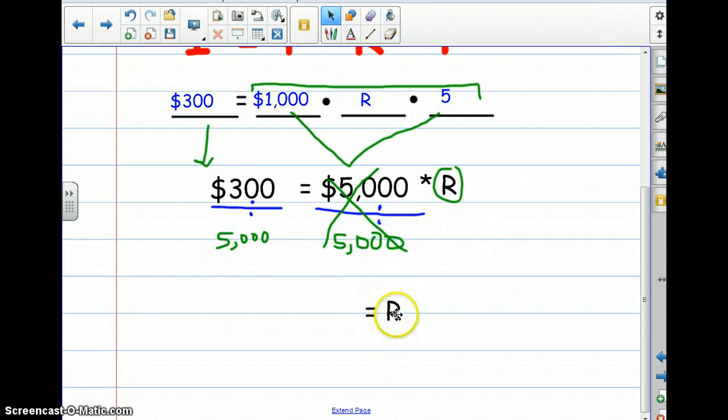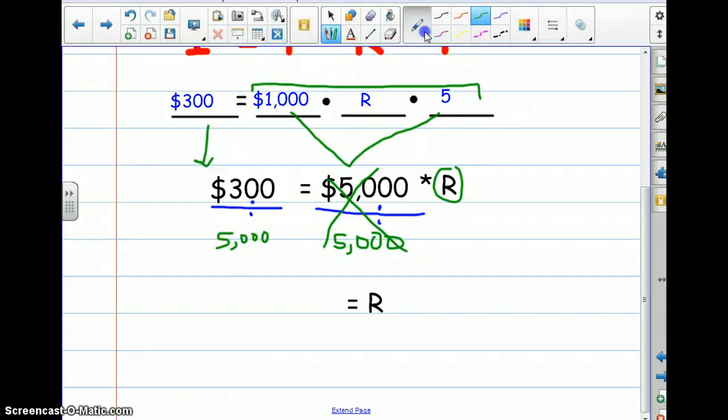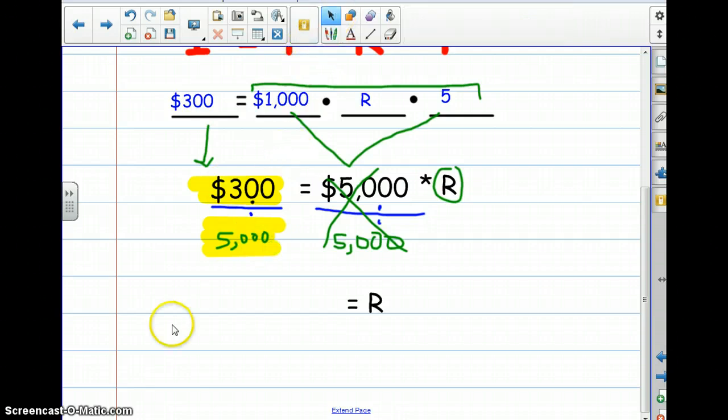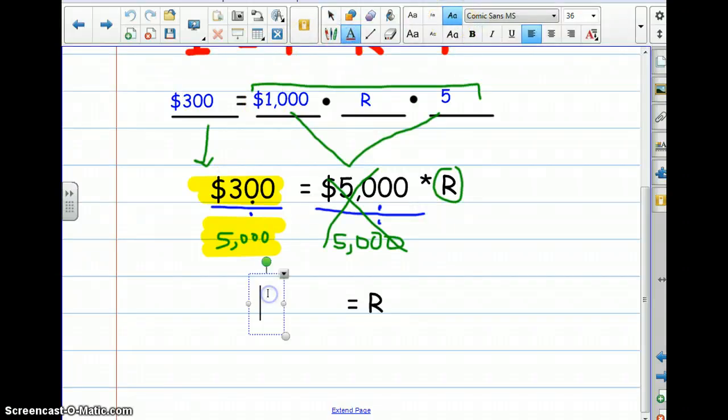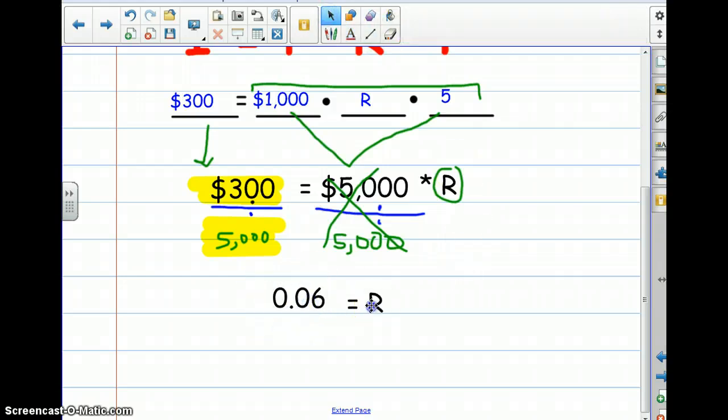Now, here's where students make the greatest mistake, is they'll end up putting in their calculator 5,000 divided by 300. And that's not the case. You actually have to enter it in your calculator exactly the way that you see it. So we put in 300 in your calculator. Go ahead and do that with me now. And then divide by 5,000. And we get 0.06. Now, here's the only problem.